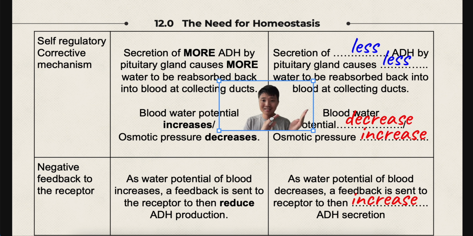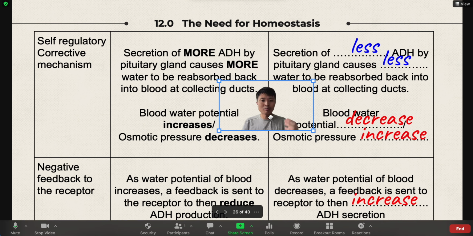Meanwhile, on the other hand, let's say you drink a lot of water, then how? Then you need to secrete less ADH, from the pituitary gland, which will cause less water to be reabsorbed in the collecting duct. So more water goes out in the urine, and your blood water potential will decrease, as in the blanks there will decrease. So one increases, the other decreases, what's going to happen?